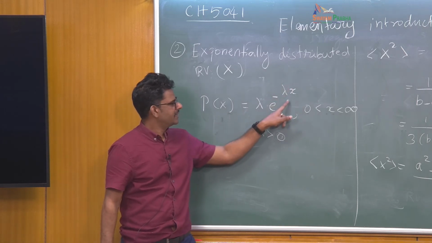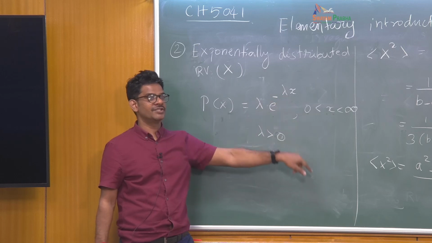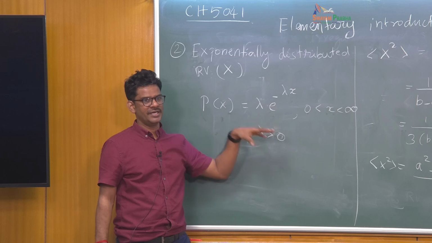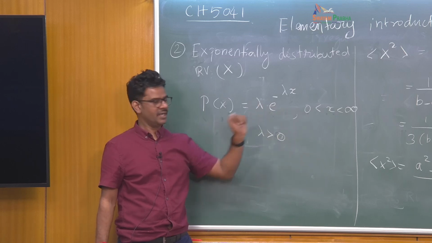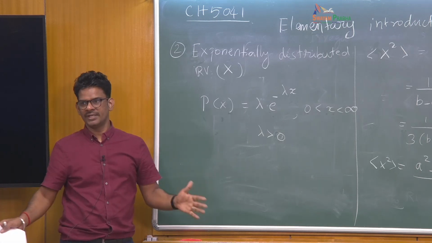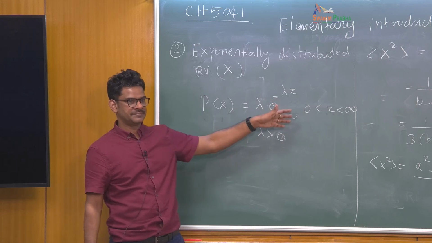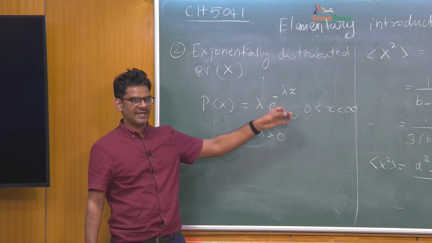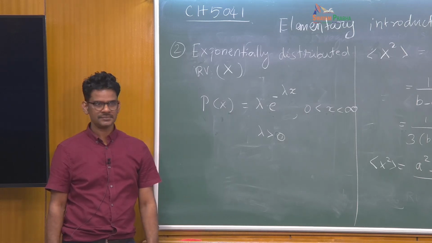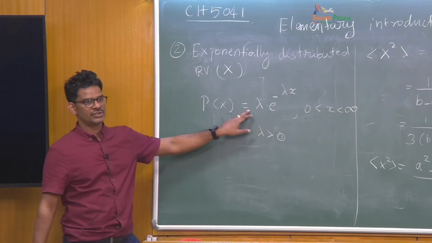What it says is that the smaller x values are more likely to happen than the larger x values. This is one of the first examples of an uneven, non-uniformly distributed random variable. In the previous case we said that over the range a to b all values are equally likely, but here we give a weightage. The smaller x values are more likely to happen than the larger x values in the range 0 to infinity. So the range is mentioned and the probability distribution is also mentioned.